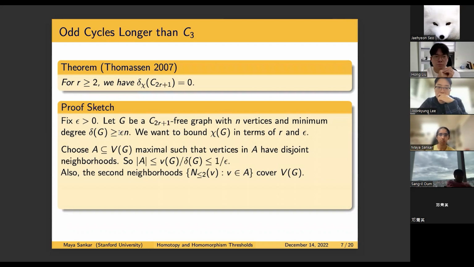So we choose a subset of vertices, which is maximal with the property that any two vertices in our set have disjoint neighborhoods. Because any two vertices have disjoint neighborhoods, the total number of vertices in our set is at most 1/epsilon. But also, you can check that the second neighborhoods of the vertices in this set are going to cover all of the vertices of the graph. Because if there were some vertex that wasn't covered by any of these second neighborhoods, then we'd be able to add it to A.